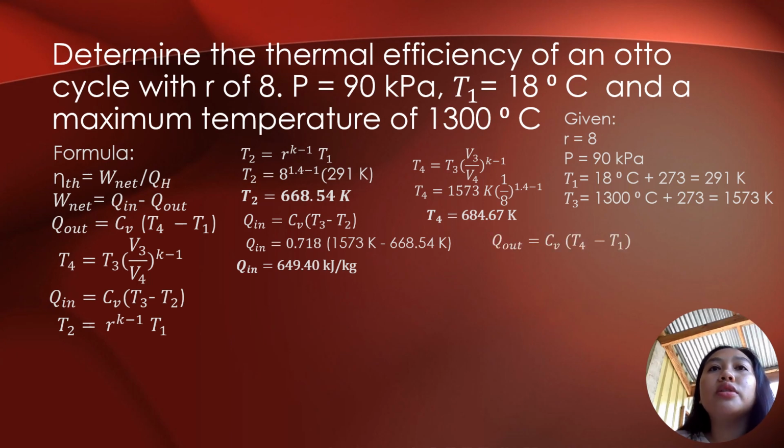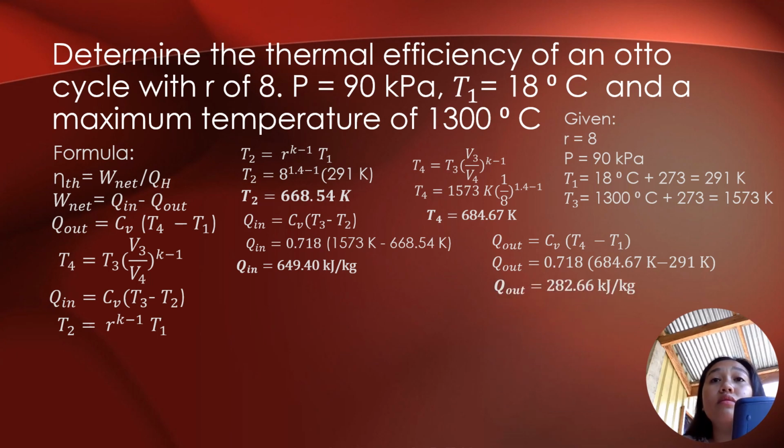Next, we need to solve our Q out. The formula for our Q out is CV times T4 minus T1. So let's solve this. 0.718 times our T4, which is 684.67, minus 291. So we have 282.63 kilojoule per kilogram.